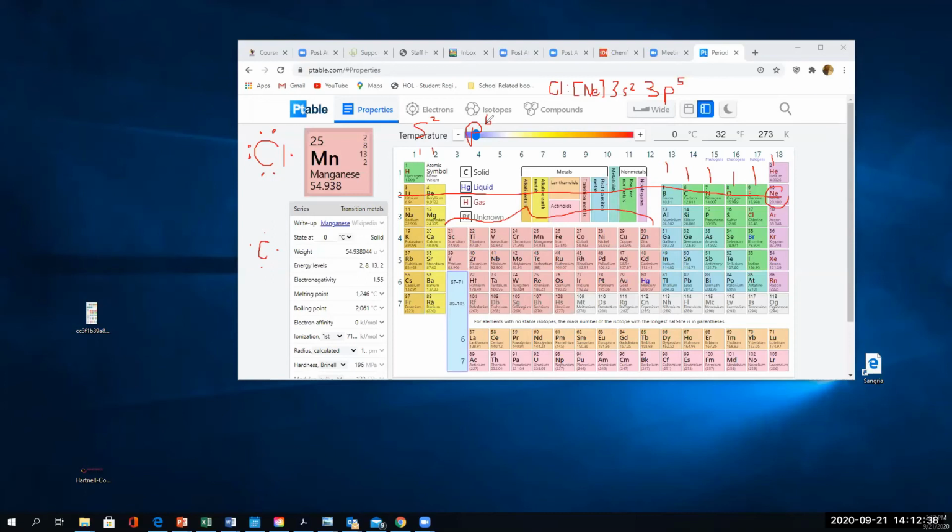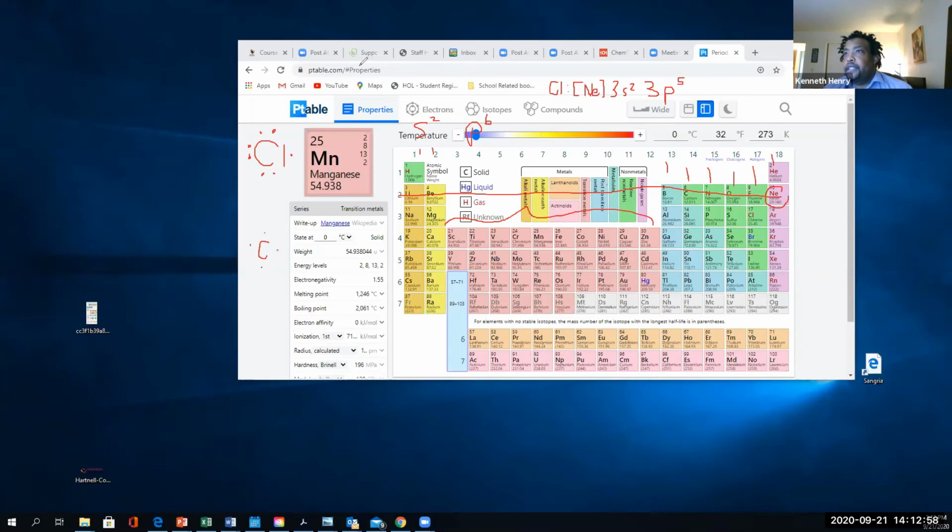So that concept of the octet, we want to try to get to our octet. That's because your s and your p orbitals are full. If your s and p orbitals are full, you're a noble gas. You guys can see that? Yes. Okay. So that brings us to Lewis dot structures, as I was mentioning.